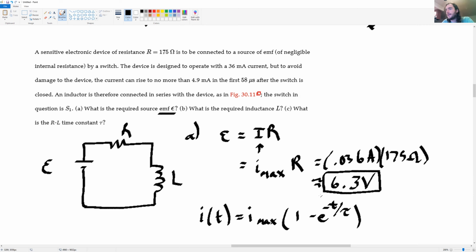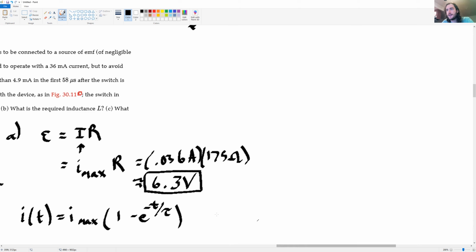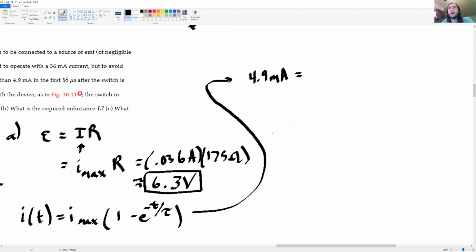And we can take a ratio here. 4.9 milliamps is our maximum current that we can have in a time of 58 microseconds. So I'm going to set this up as 4.9 milliamps is going to be equal to... actually, you know what, let's not do that just quite yet. Let's first solve for tau in general.